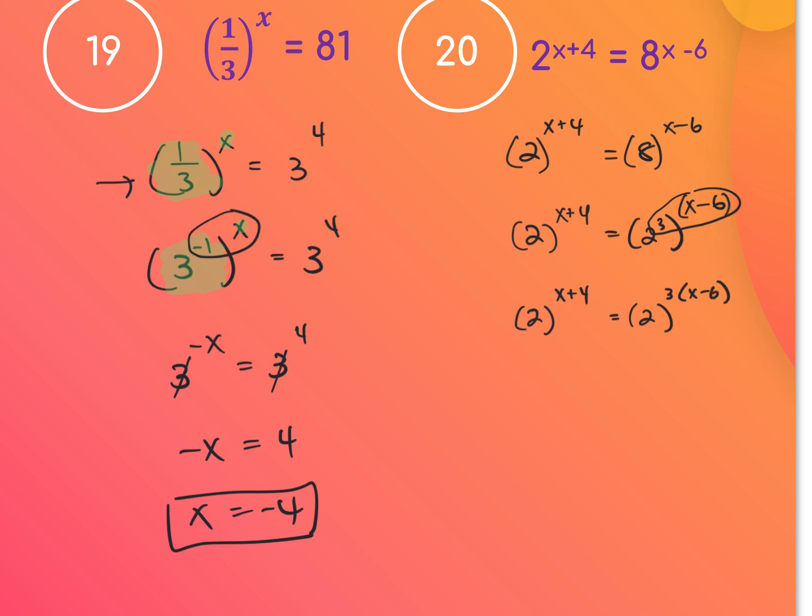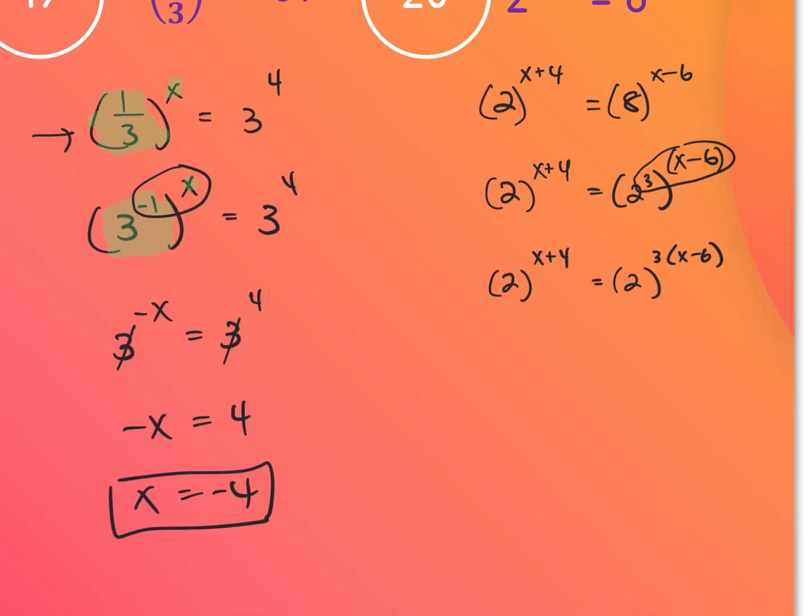I have to remember to put that x minus 6 as a group because that 3 does have to be multiplied to both of the terms. So now I know that these can cancel, and I'm going to get x plus 4 equals 3 times x minus 6. So I'm going to start by distributing the 3x minus 18, and then I'm just going to start solving.